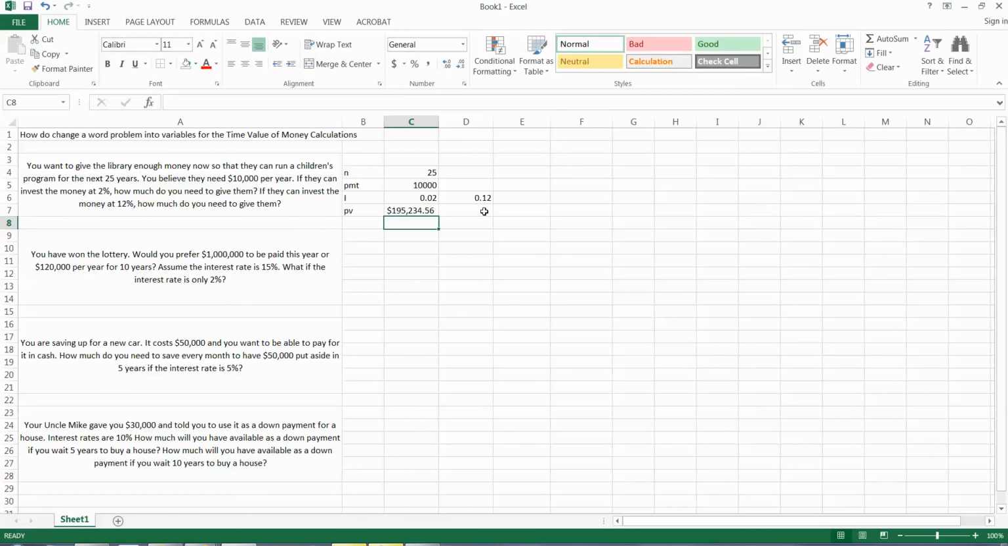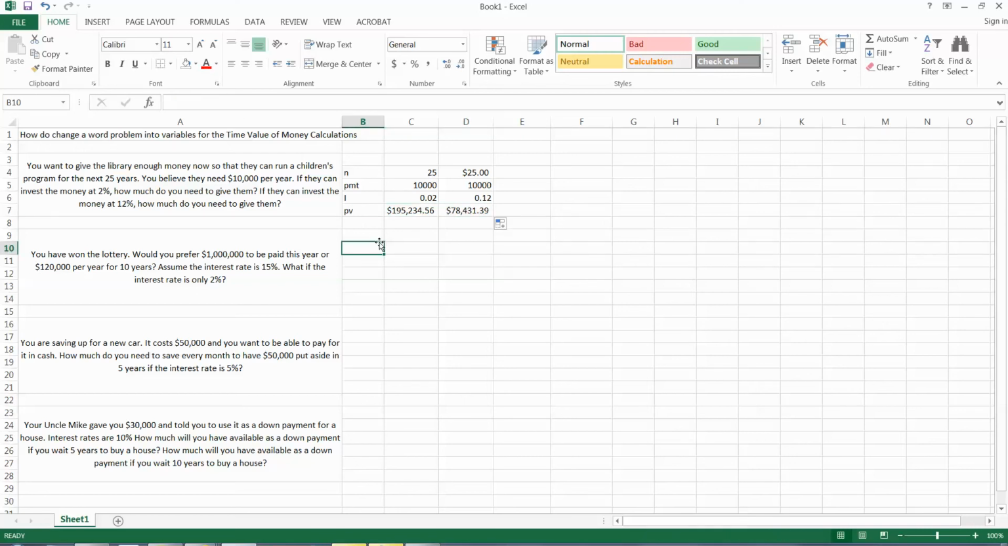Yep, $195,000. That's what we would have to give them now if the interest rate environment was yielding only 2%. What would happen if it were yielding 12%? Well, this is the same, and this is the same. And we can just copy our formula right over. Why torture ourselves? And we'd only have to put away 78,000. So if interest rates are high and we want to fund a program for multiple years, then we're going to have to put away a lot less. Let's do the next one.